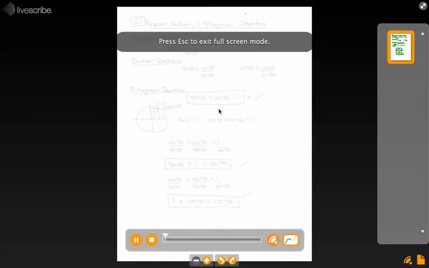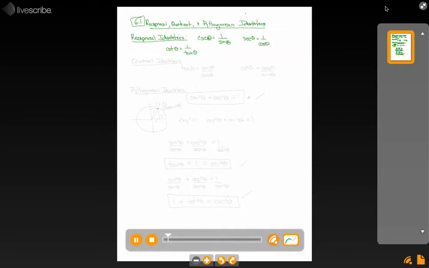This next example comes out of section 6.1, reciprocal, quotient and Pythagorean identity. To start off, we're going to be given some identities. These identities are actually all on a formula sheet.